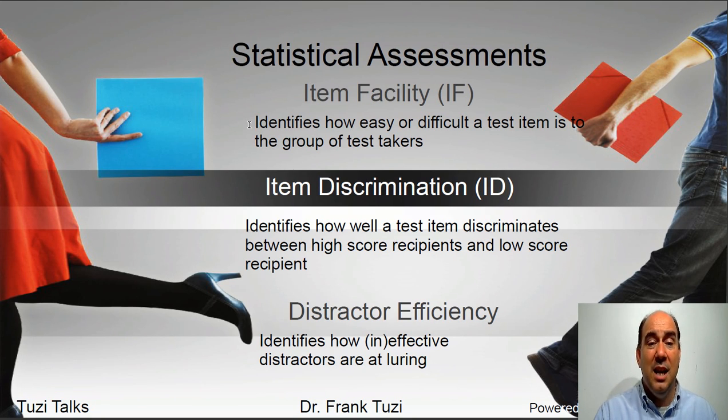What's item facility? It identifies how easy or difficult a test item is to the group of test takers. So let's just say you've got 20 test takers, and all 20 of them get the answer right. Okay? That's going to indicate to you that it was an easy test question. If nobody gets it right, now you're looking at it and saying, maybe there's something wrong with the question, because some of my good students should have gotten it right. Right? I should see some kind of a bell curve when I'm looking at questions like this.